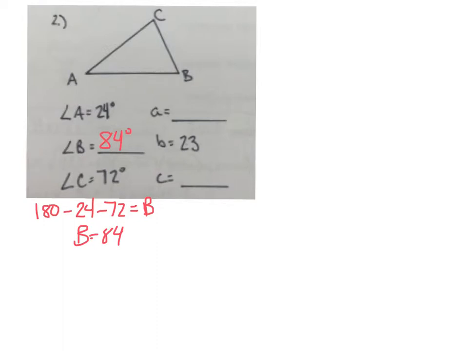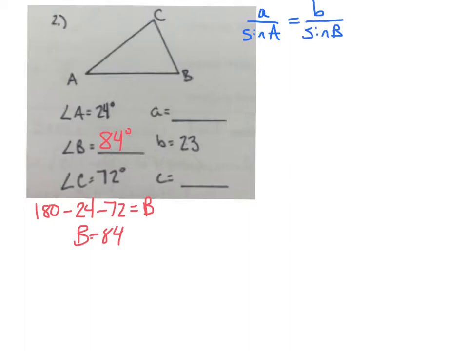Now I don't have a right triangle, so we can't just use trig. But what I do have is a pair. I know angle 84 and side is 23. So we can use law of sines, which is going to say A over the sine of A is equal to B over the sine of B.